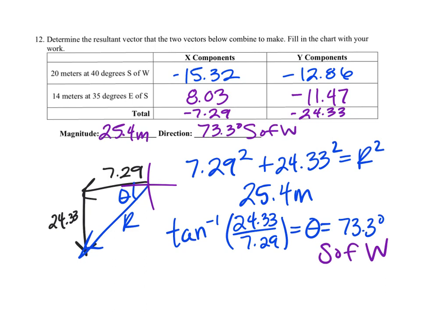Now, if you had drawn your y vector first and then your x vector, if you had drawn it opposite, your magnitude would be the same, and then your direction would be opposite. So it should be 90 minus 73.3 would give you the angle it should be, so about 16 point something. And then this would be reversed, it would be west to south.